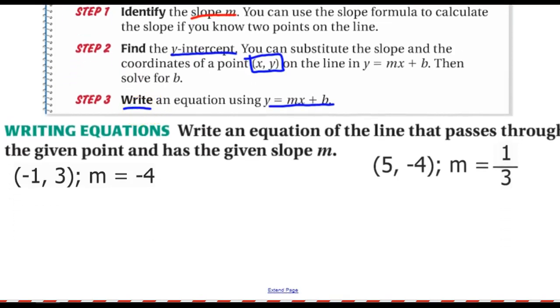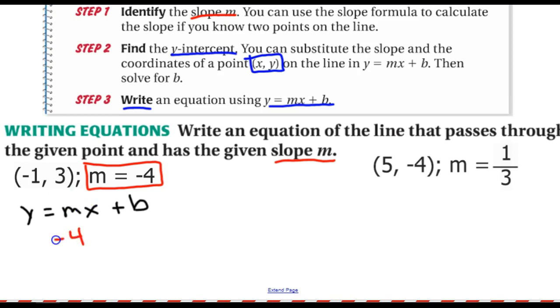So if we take a look at this first problem, it says write an equation of the line that passes through the given point and has the given slope m. So we're given this slope, our slope is m. So we know that if we have y equals mx plus b, we know that our slope is going to be -4, or our m is going to be -4. Now, what we're given is a point, and when we're given a point, we know that we have an x and we have a y.